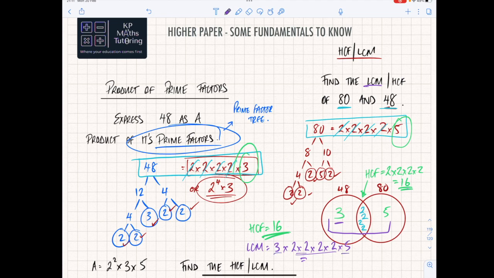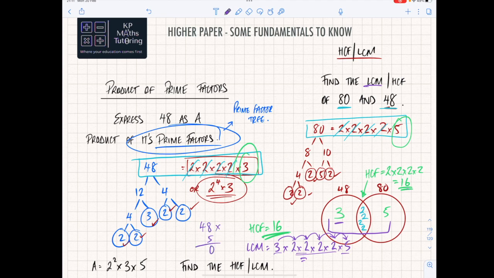Or if you wanted to do it step by step, so 3 times 2 is 6. 6 times 2 is 12. 12 times 2 is 24. 24 times 2 is 48, and then you're doing 48 times 5. So again, if you're not 100% sure, you could use the column method.